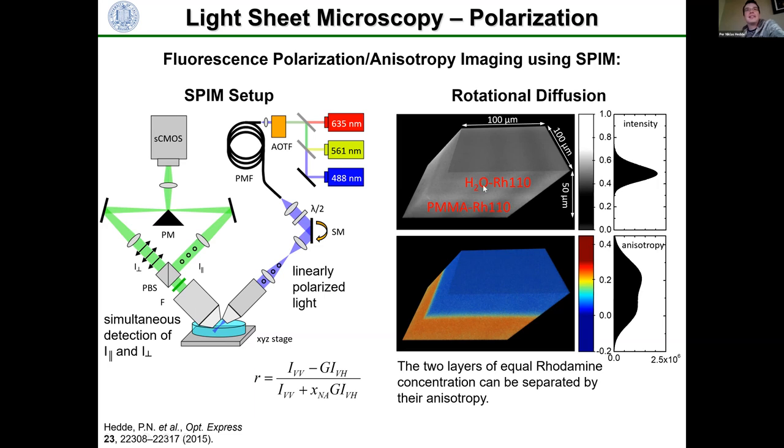So this is illustrated here on the right-hand side. We see rhodamine 110 mixed with water on top of a PMMA polymer layer that also was infused with rhodamine 110. So in terms of intensity, there's not any difference because we matched the two concentrations. But then in the fluorescence anisotropy, you can clearly see the difference because in the water, the rhodamine molecules can rotate fast, but in the PMMA, they are stuck and cannot move.